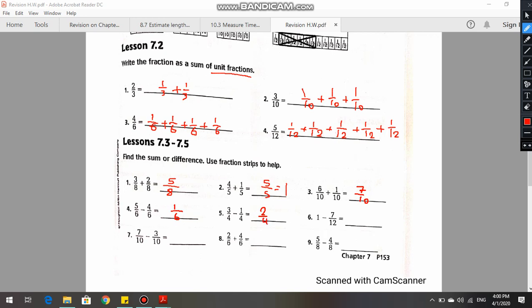1 minus 7 over 12. Okay, guys, 1 is a whole, so it's like I'm having a fraction 12 over 12. Why choose 12? Because I have in the denominator here 12, so I'm going to say 12 over 12. Now 12 minus 7 equals 5 over 12. 7 minus 3 equals 4 over 10. 2 plus 4 equals 6 over 6 equals what, guys? Yes, equals 1 whole. 5 minus 4 equals 1 over 8.